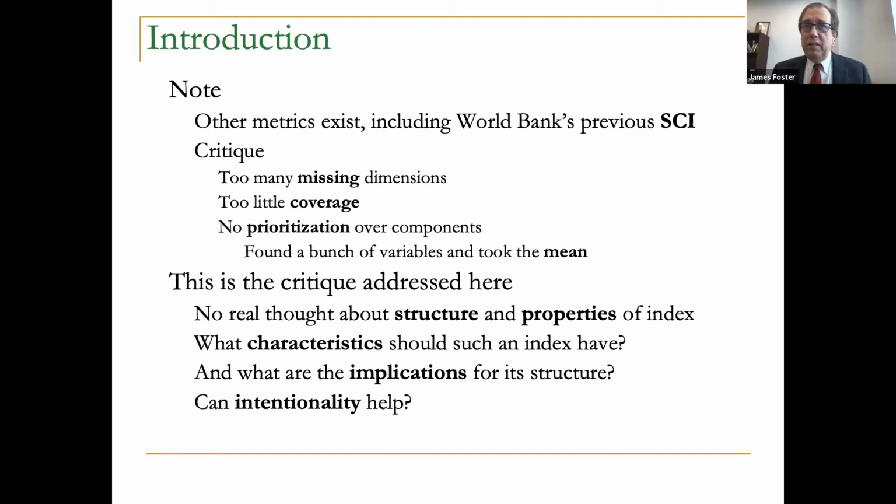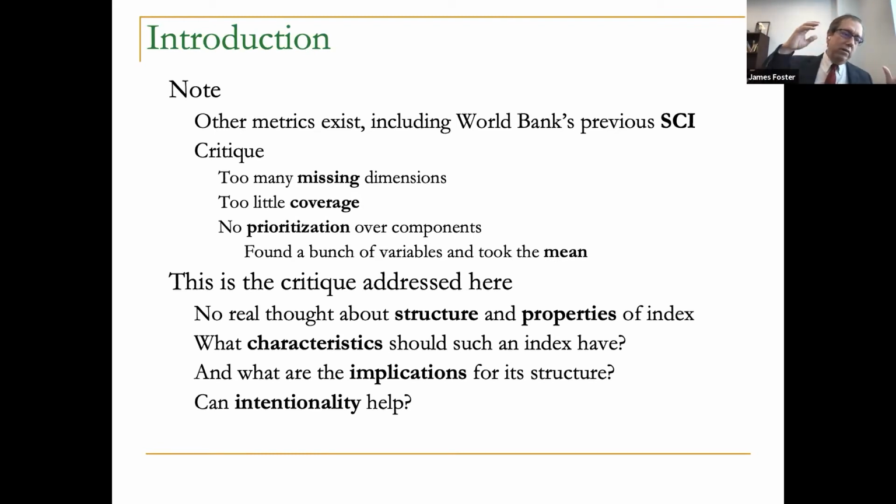Now, other metrics exist, including the World Bank's previous Statistical Capacity Index. It was, however, criticized for having a bunch of missing dimensions, too little coverage, not enough countries, and no prioritization over components. I mean, it found a bunch of variables and basically took a mean of them. So that may not be the way to go. These are the critiques, really, that are addressed here: that no real thought was given to the structure or properties of the index. What characteristics should an index actually have in order to be useful? What are the implications for its structure? And can intentionality as a whole help create better measures?